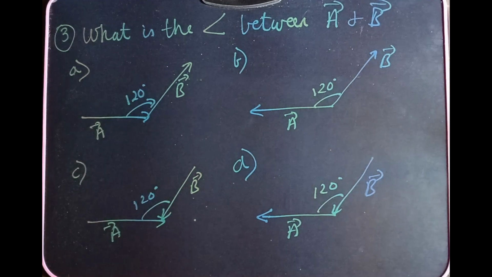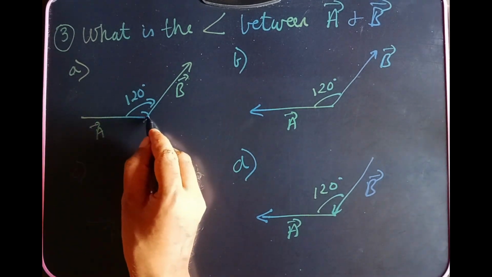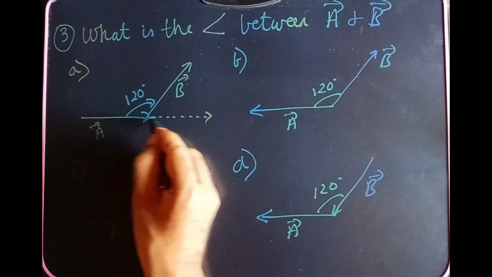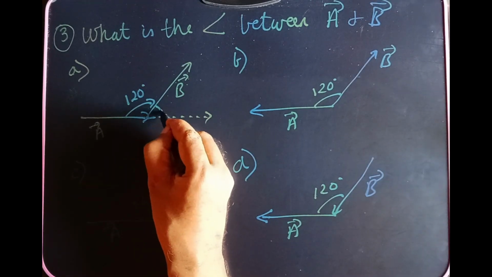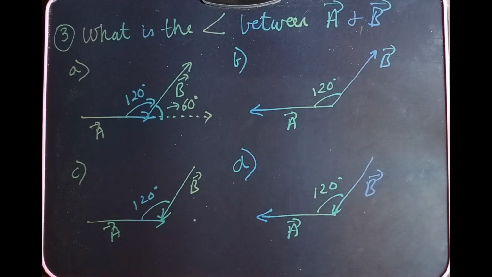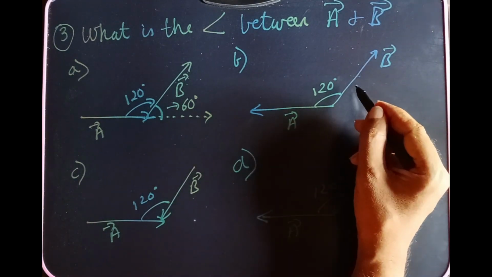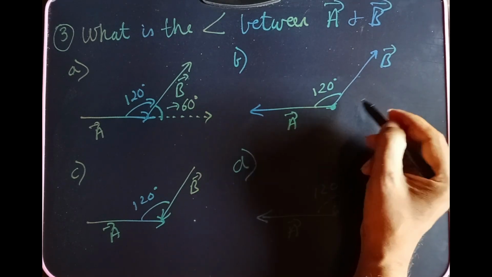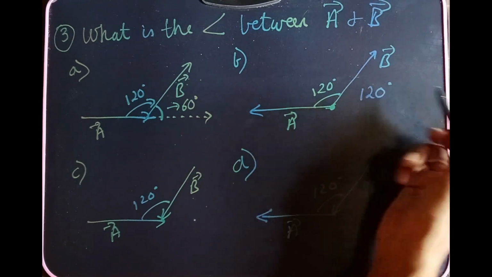Now for case A, how will the tails coincide? When you project the vector A along the line, this is the angle between the two vectors. This is 60 degrees, right? 180 minus 120, 60 degrees. Now for this case as well, we have to have the tails meeting. So here the tails are meeting, so here it's already 120 degrees.